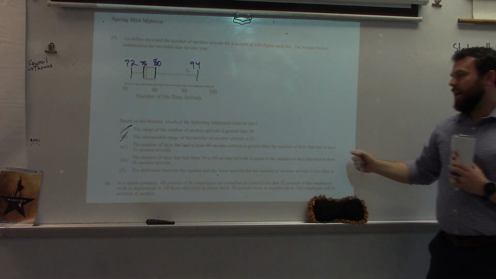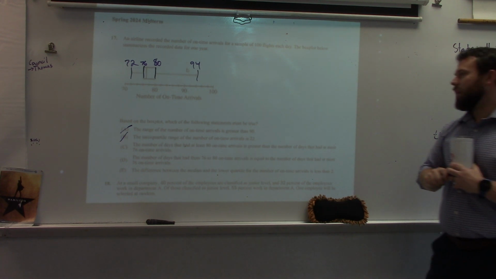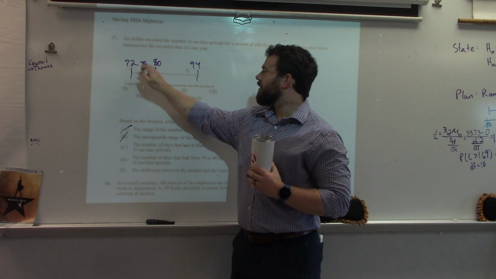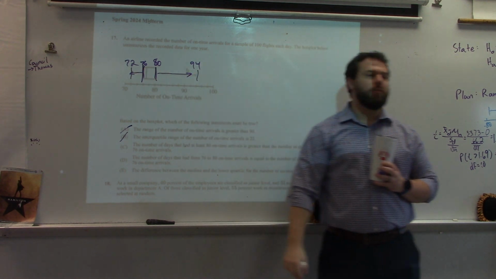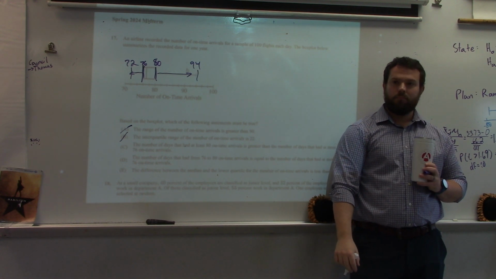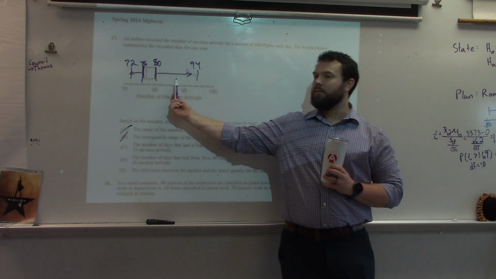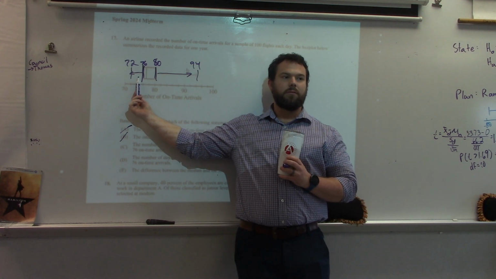The number of days that had at least 80 on-time arrivals is greater than the number of days that had at most 76 on-time arrivals. Days that had at least 80 versus at most 76. What do you know about those two sections? Austin, what percent of my data is right here? 25. Lexi, what percent of my data is right here?